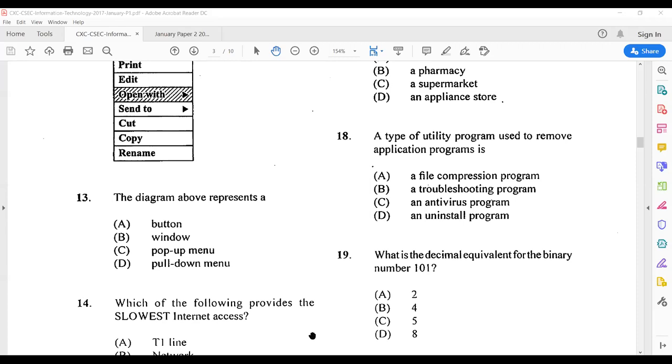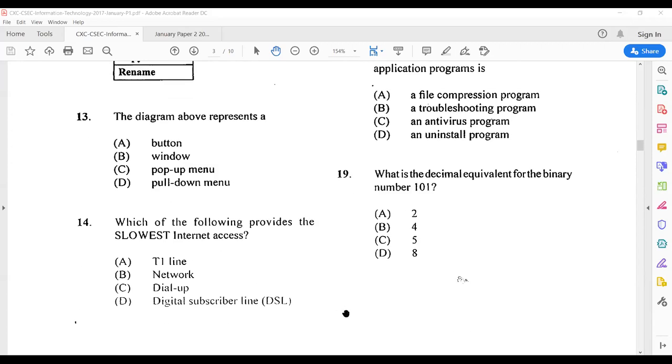The file compression, well, you all are familiar with file compression. We use it a lot when you were submitting SPAs, right? That will compress or make the file or folder smaller in size. Troubleshooting program will help you troubleshoot or resolve issues. And an antivirus program will scan and protect your computer from viruses or malware.